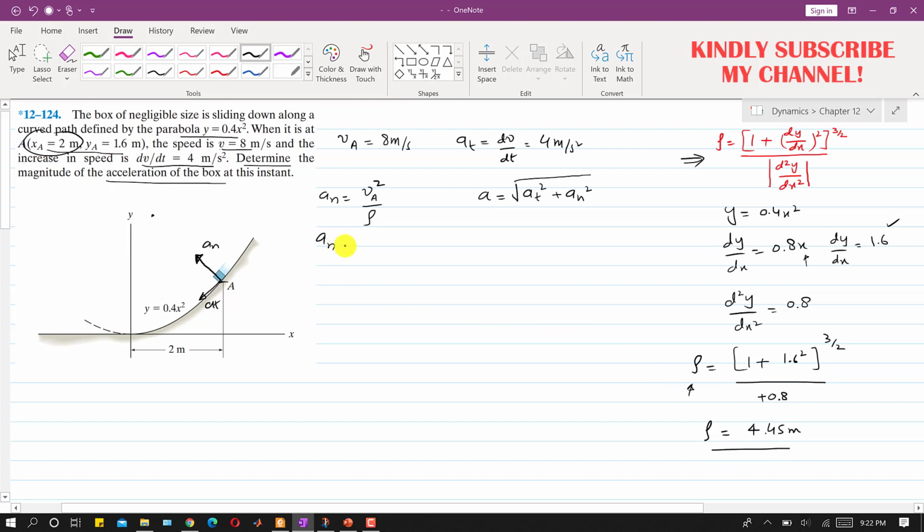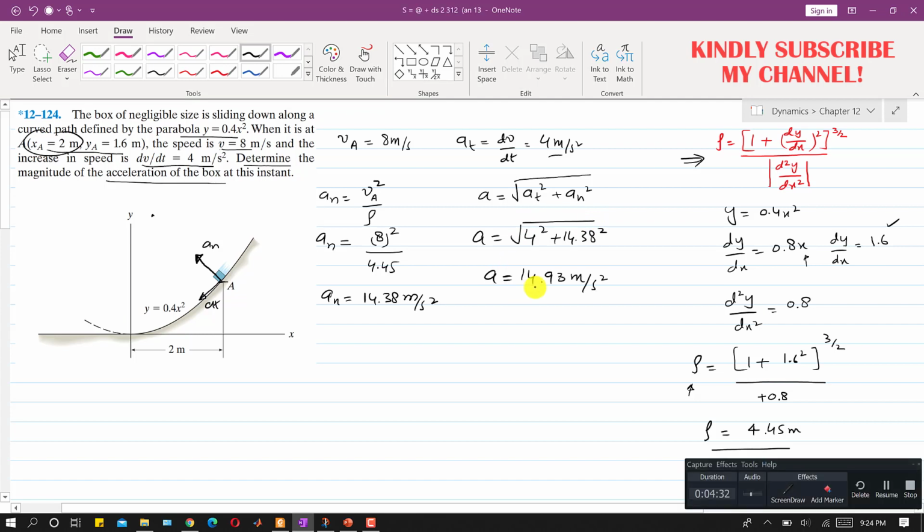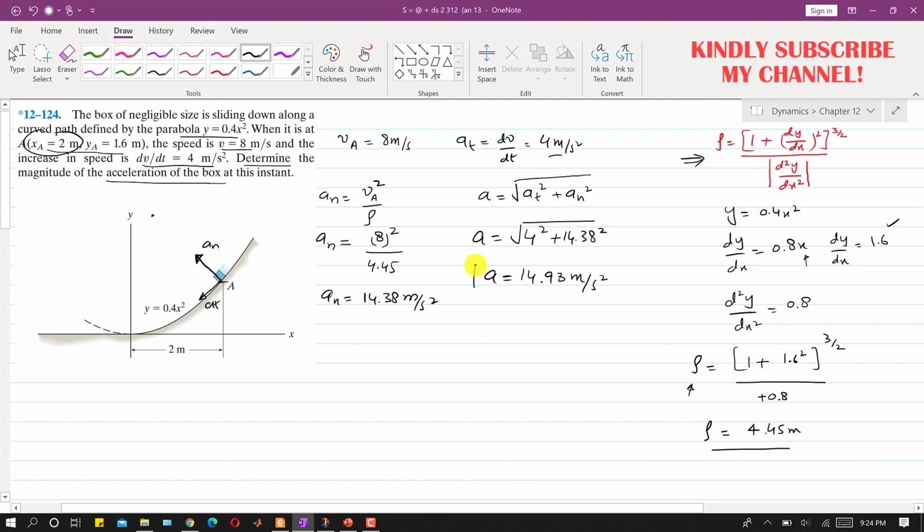Now we can find the normal component of the acceleration. So an will be equal to va square, where va is 8, so 8 square divided by 4.45. So an equals 14.38 meter per second square. Now we can find the acceleration magnitude. The acceleration magnitude will be the square root of 4 square, since at is given, plus 14.38 square. So at that particular point A, the acceleration of the box is 14.93 meter per second square.